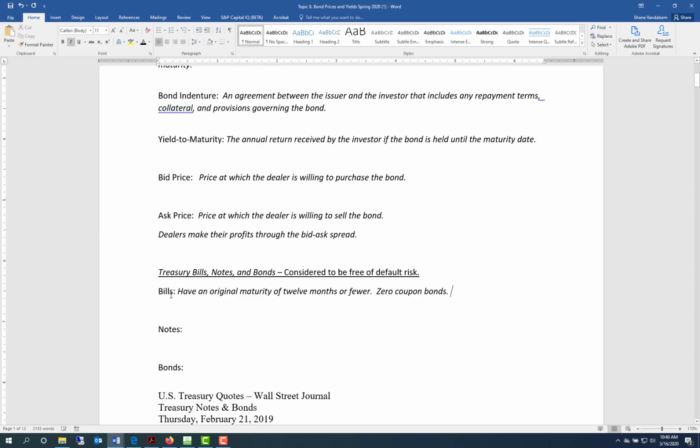A note has an original maturity of between 1 year and 10 years. These are not zero coupon bonds. They make a semi-annual coupon payment.